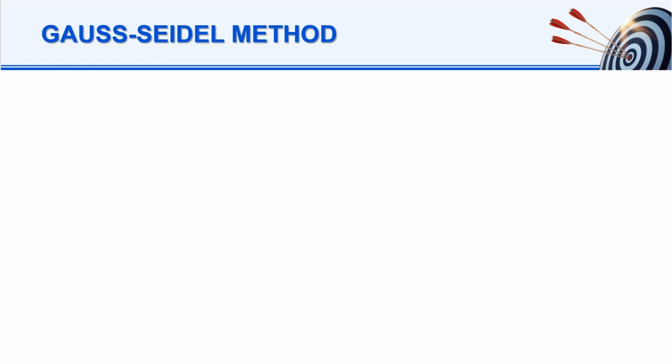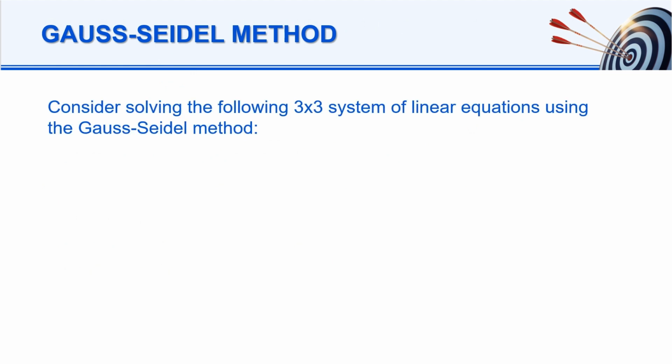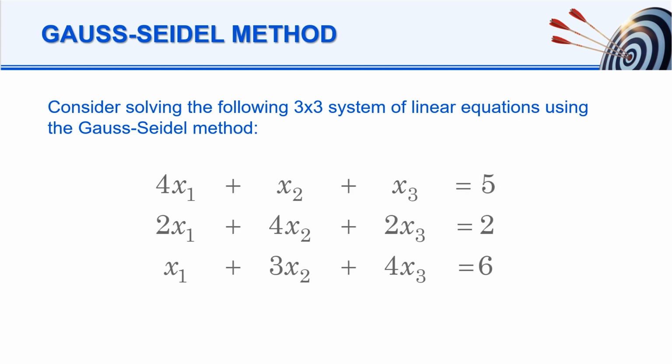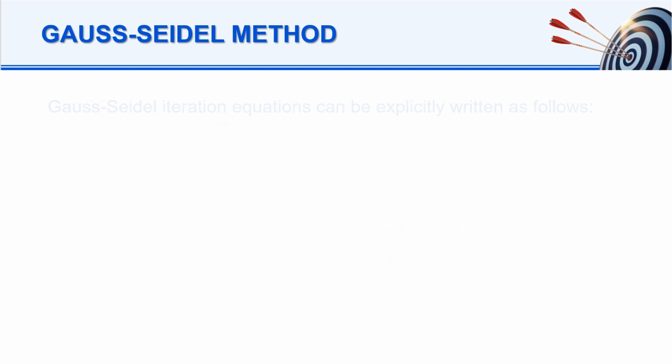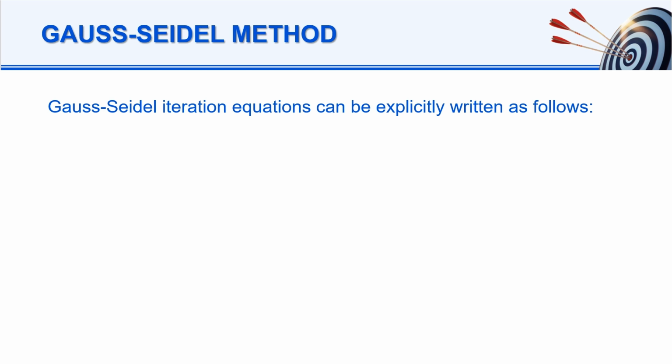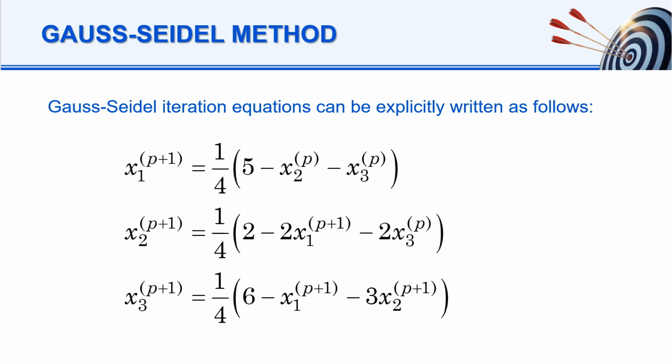Now let us consider solving the following 3x3 system of linear equations using the Gauss-Seidel method. The initial guess vector is going to be taken as the 0 vector. The Gauss-Seidel iteration equations can be explicitly written as follows. Note that in the second equation, the current estimate of x1, which is available, is immediately used. In the third equation, since the current estimates of x1 and x2 are available, they are used.